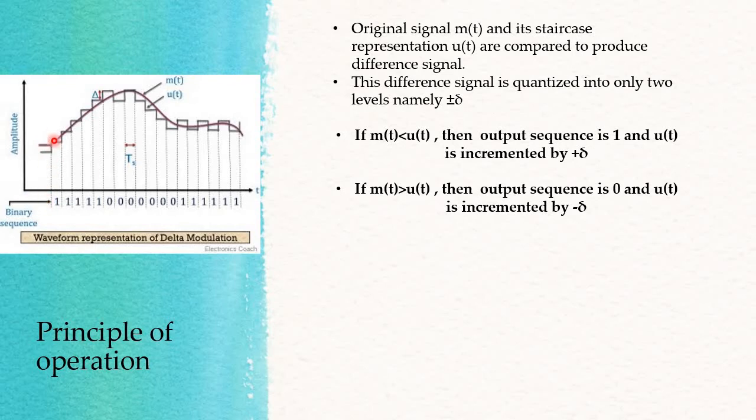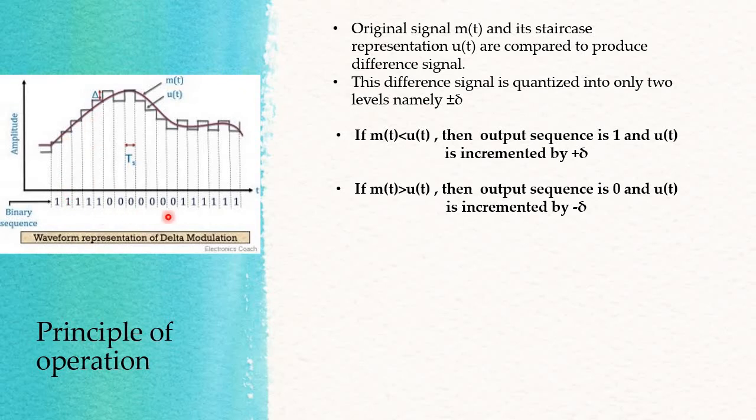Now just take a time instant. For the first time instant, the input value m of t is smaller than the value of u of t. So what will it generate? It will generate the output as 1. And for the next time instant, there is an increment, as shown over here, incremented by plus delta. Now again we do a comparison. Again here your input signal, this sine wave, is less than the value of your staircase signal. It will generate 1, and for the next time instant there is an increment. So in this way we are getting the staircase which is incremented, and we are getting the output sequence.